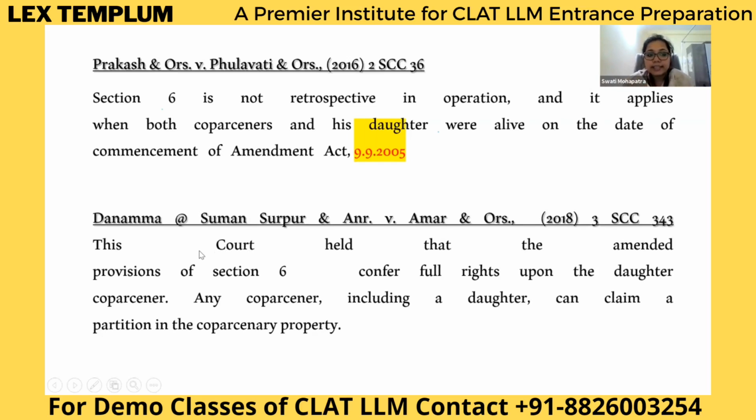Then we had the case of Danamma versus Amar, where it says that daughters will get full rights under Section 6, but again, it did not provide any clarification whether it is retrospective. So, interpreting the case, the current position is that it has a prospective application, but it does say that the daughters have full rights with respect to the property. Since Danamma's case is unclear whether it is retrospective or not, we come to the current case.